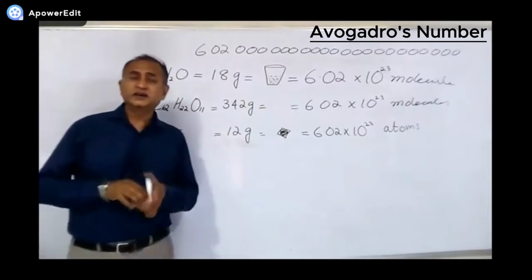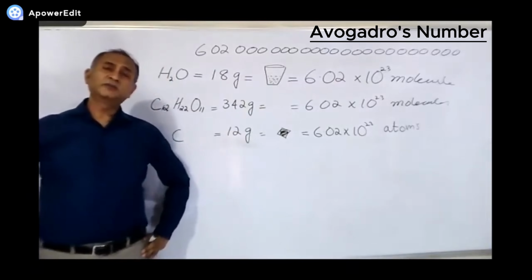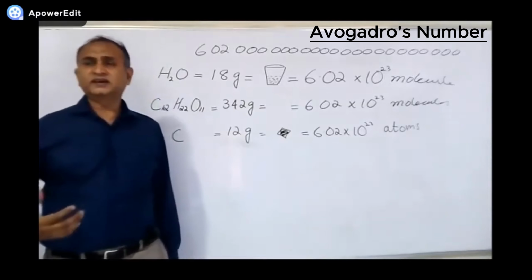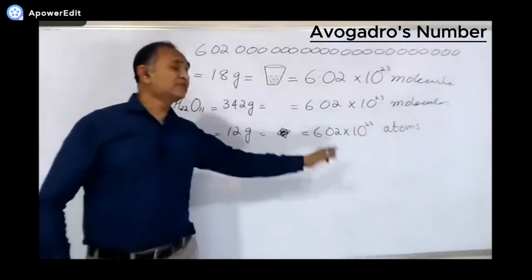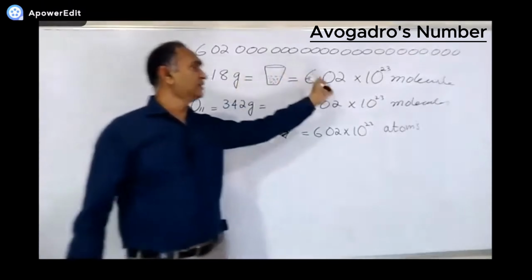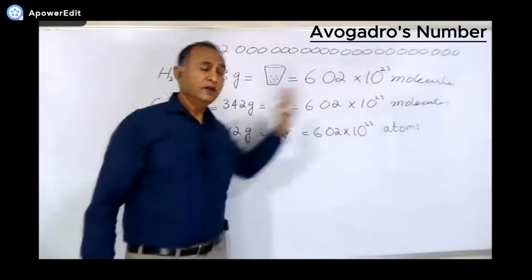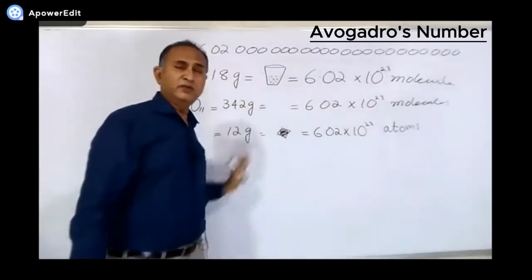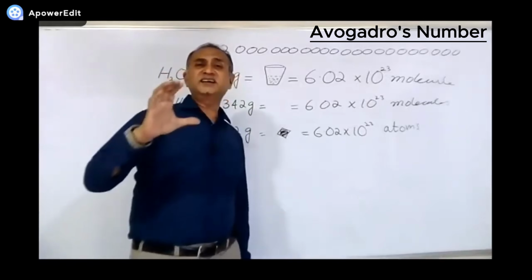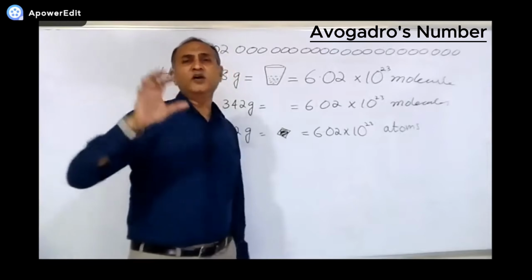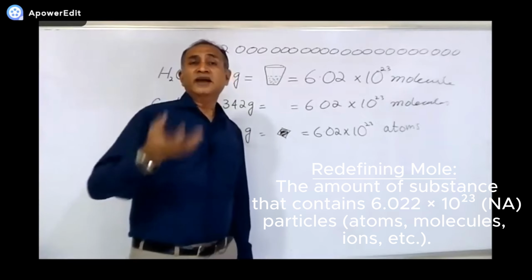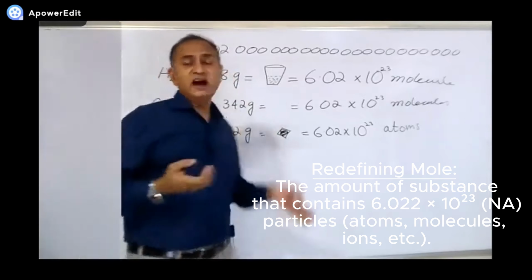So what was found? That 1 mole of each and every substance contained a fixed number of particles. If you have 1 mole of water, it will contain this much quantity. 1 mole of any substance contains a fixed value of particles, means atoms, molecules, ions. That number is called Avogadro number.